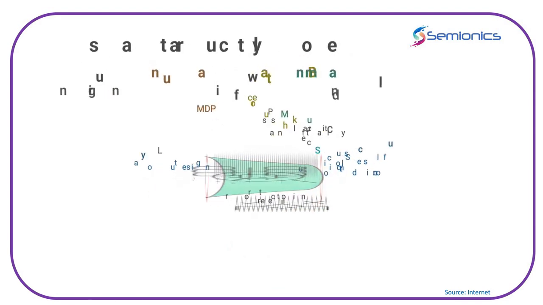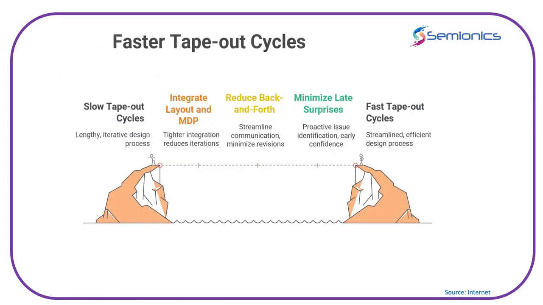Here's a thought. Could tighter integration between layout and MDP actually speed up tape-out cycles? Absolutely. Less back and forth, fewer late-stage surprises, more confidence earlier in the flow.